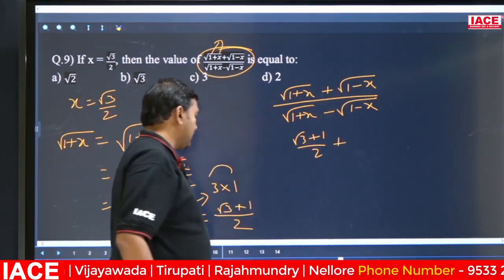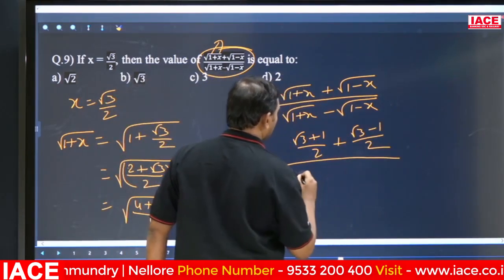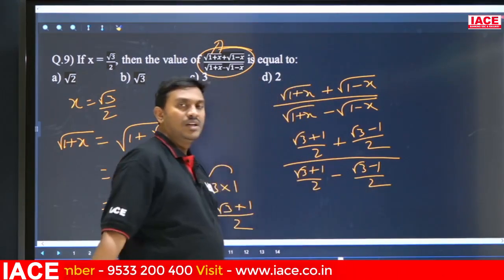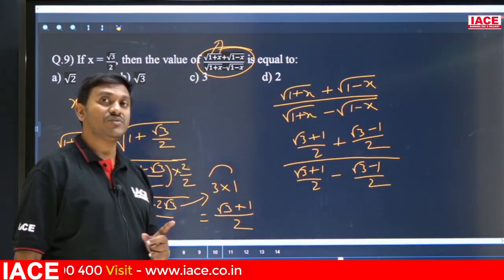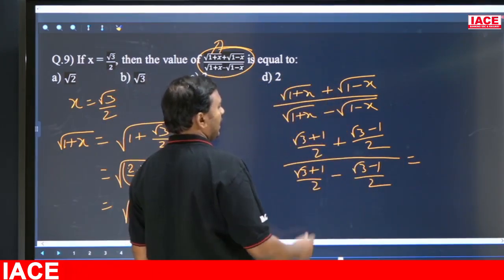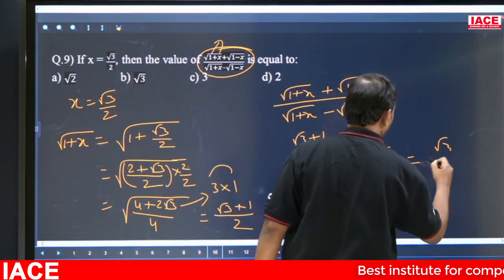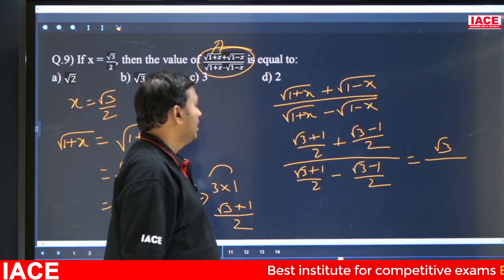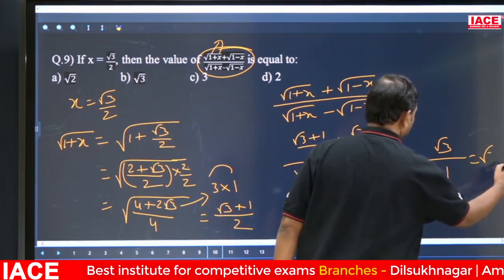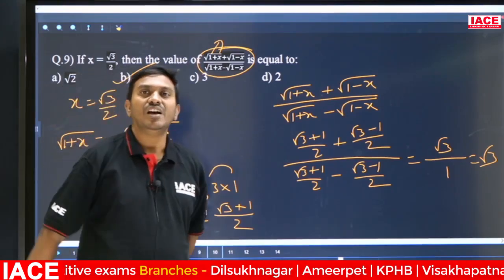Similarly, if you make minus, what will come? Root 3 minus 1 by 2, similarly, root 3 plus 1 by 2 minus root 3 minus 1 by 2. Okay, so finding square roots is very important in this chapter. Now here what will happen? 1 by 2, 1 by 2 cancel, root 3 by 2, root 3 by 2 cancel, 1 by 2, 1 by 2, so the answer is how much? Root 3. So the value is equal to root 3, so option B is the right answer.